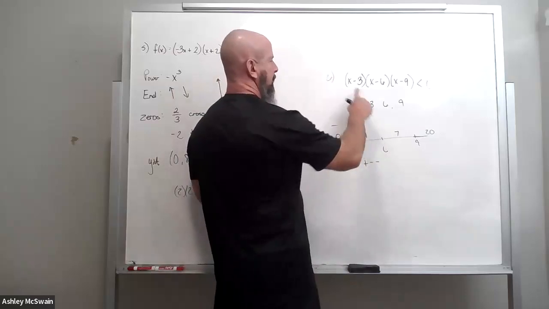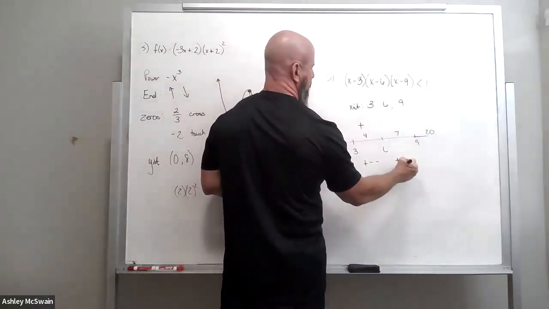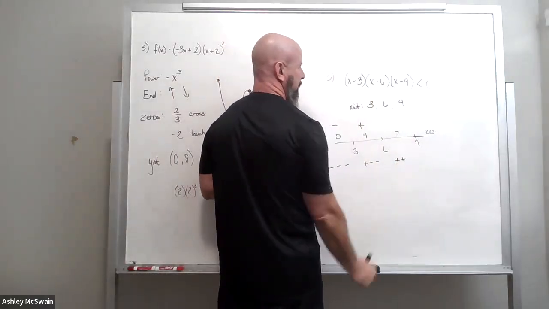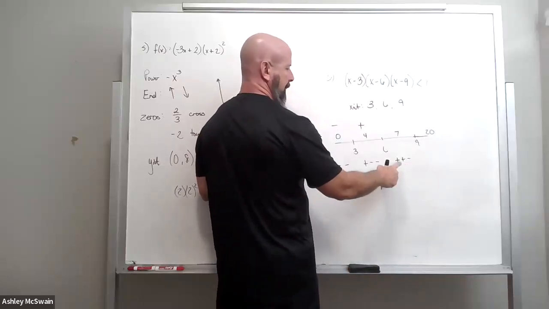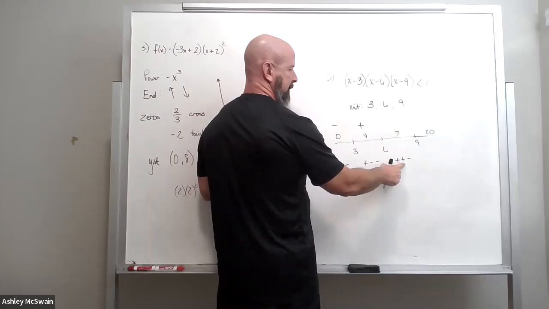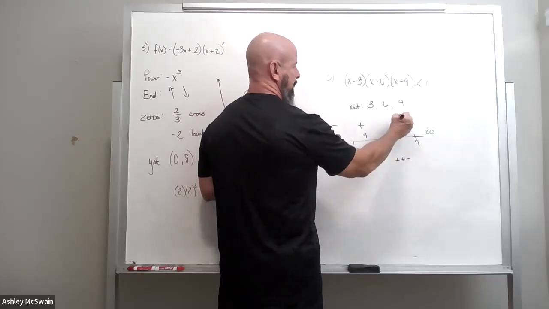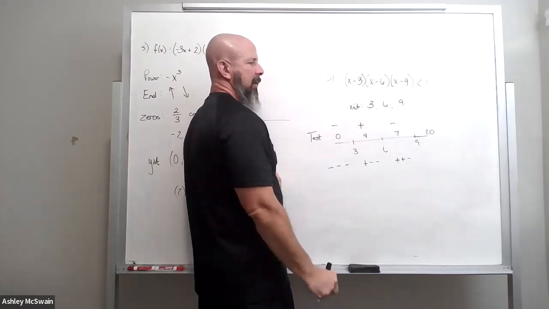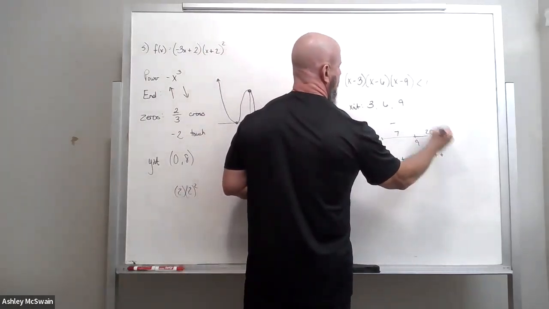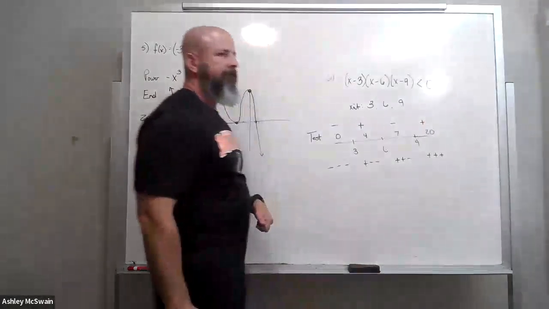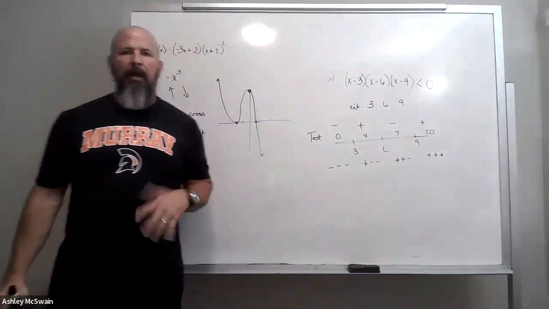Now the 7. 7 minus 3 is positive. 7 minus 6 is positive. 7 minus 9 is negative. All right, positive times a positive is a positive, times a negative is a negative. And then the 20 plus, plus, plus, all positives. Then I'm ready to answer my question.